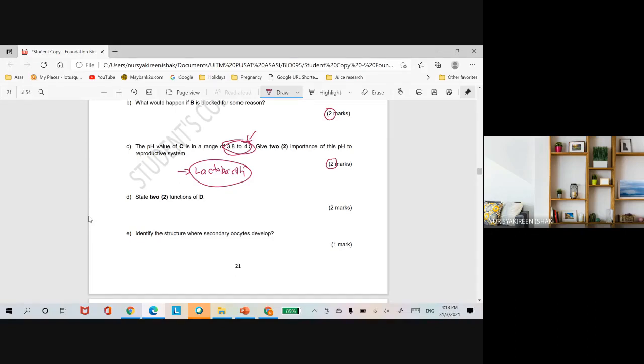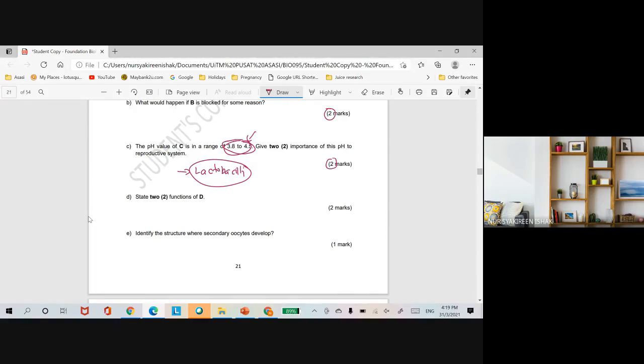Alright, so that is the function of D. One is to provide site for implantation of fertilized eggs or blastocysts, and then second is to provide nourishment. Okay, bila dah ada interaction of tissues between the blastocysts, between the embryo and also the maternal tissue. Okay, so the maternal tissue is the endometrium.